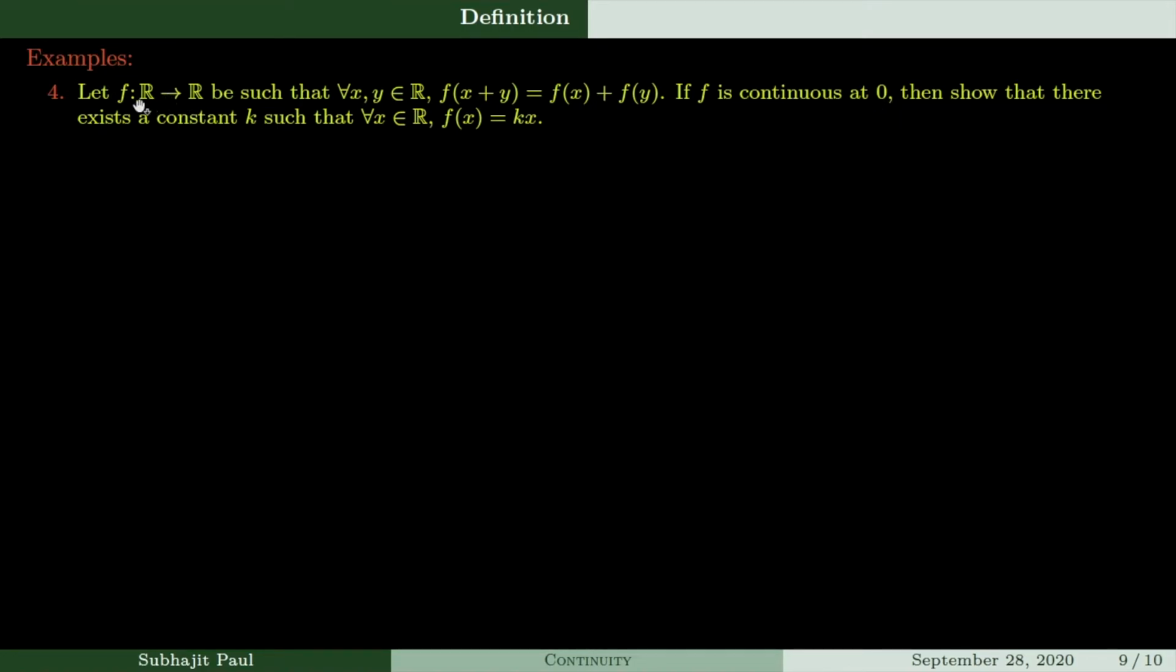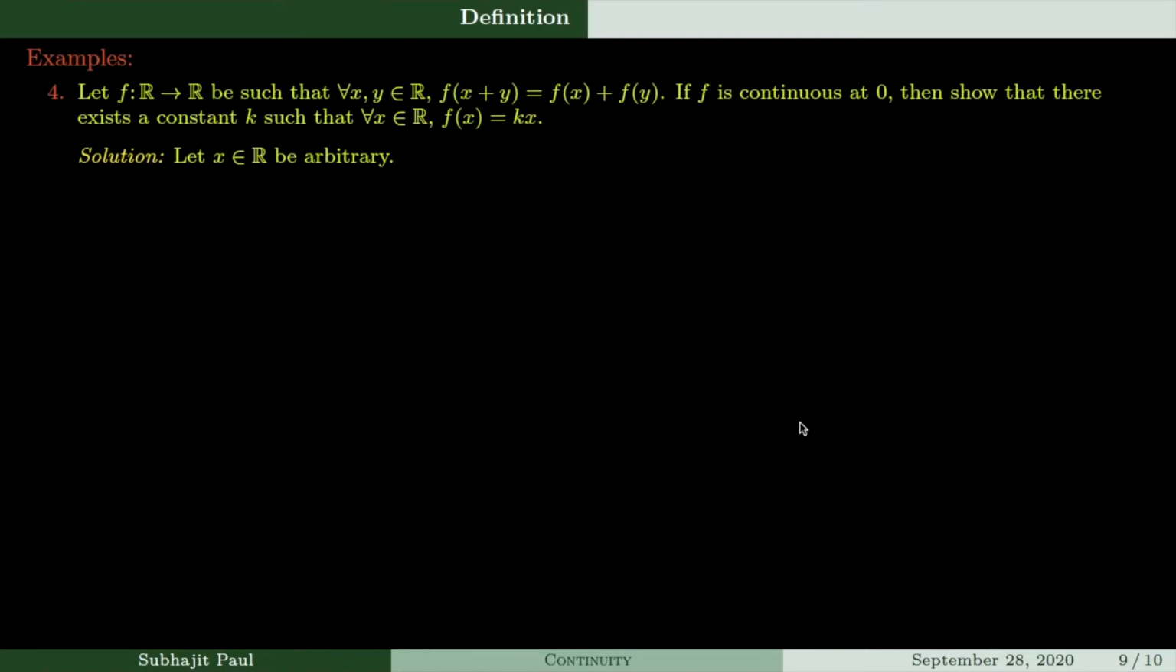f is defined over the entire R, and f is continuous only at 0. Then show that f(x) looks like k times x. Okay, f(x) is nothing but a straight line: f(x) = kx. There exists a constant k such that for all x, f(x) equals k times x.